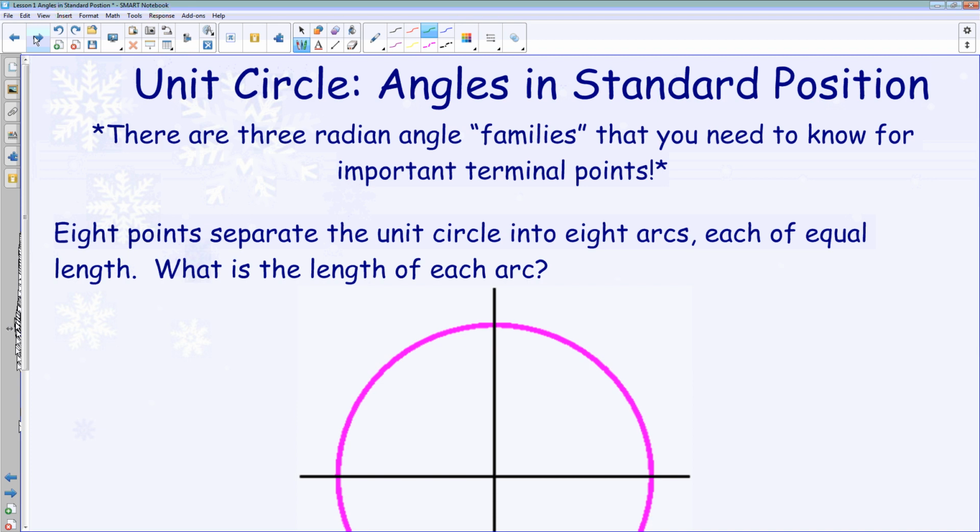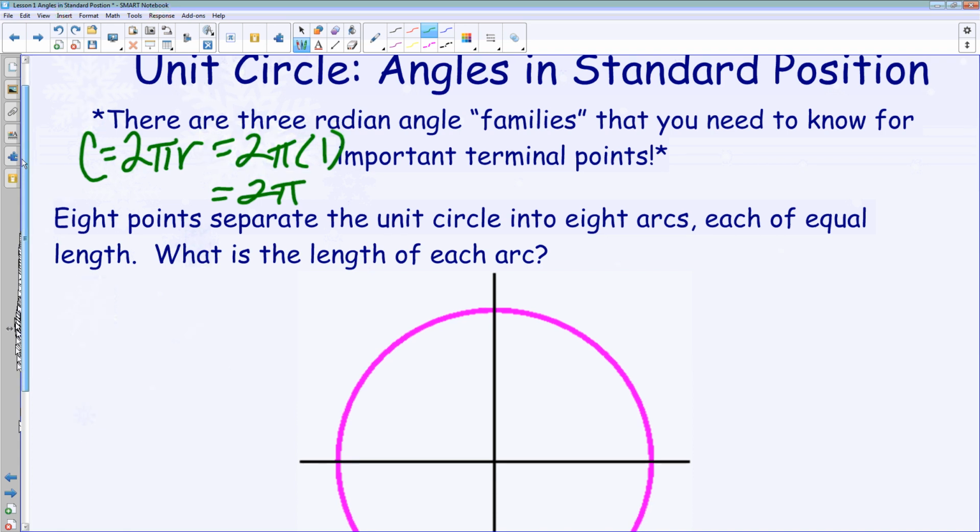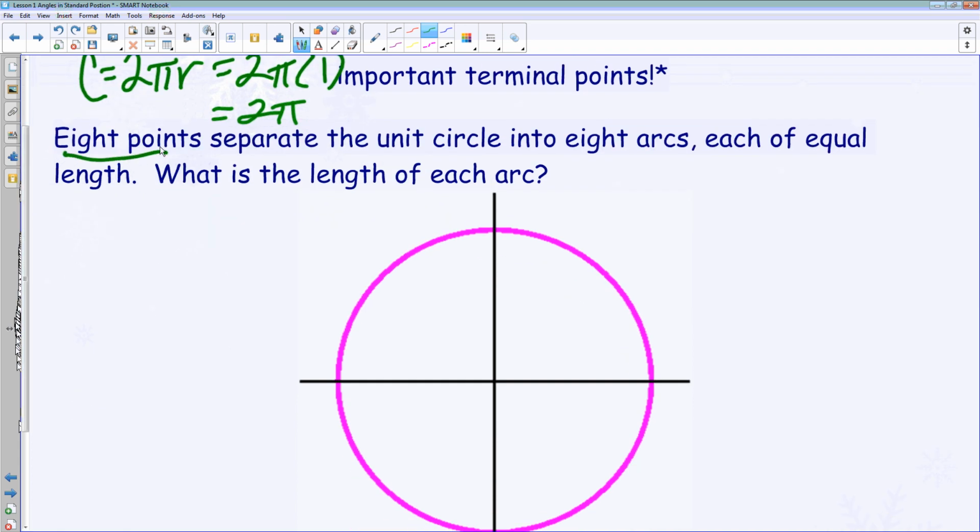All right, so we're going to talk about some families, and these are going to be really important for you to memorize. So think back to your geometry days. The circumference of a circle is 2 pi r. But in our unit circle, the radius is 1. So if I replace my r with a 1, you'll notice that the circumference ends up being 2 pi. So that's the distance around my circle. If I break that into 8 parts, 2 pi divided by 8, I end up getting pi over 4. So this is my pi over 4 family.